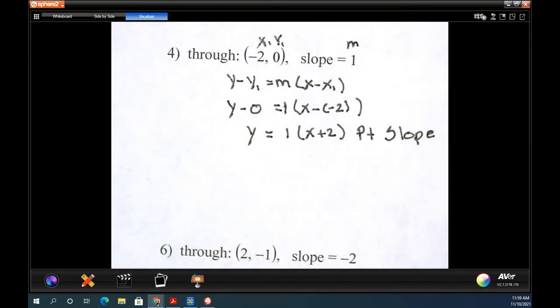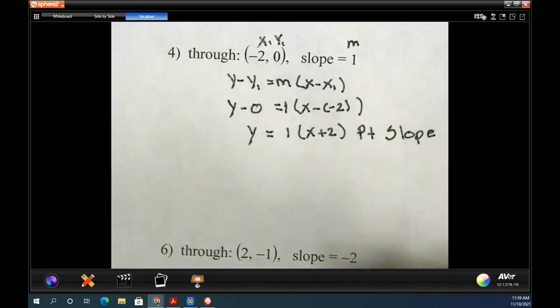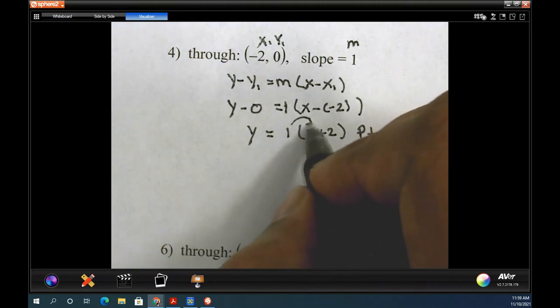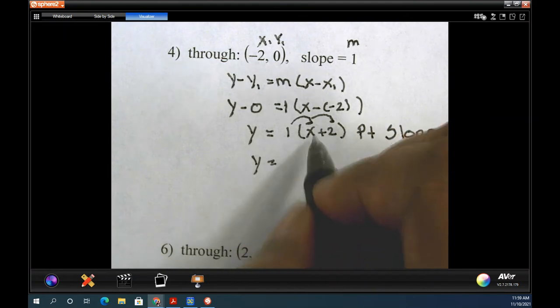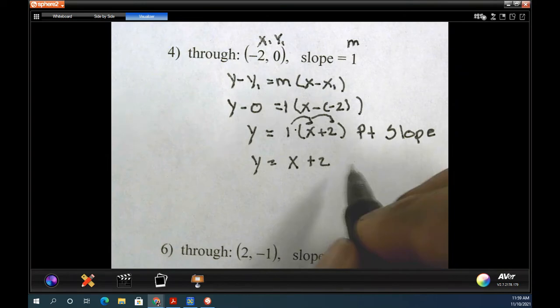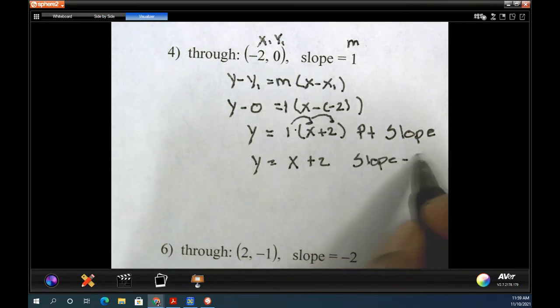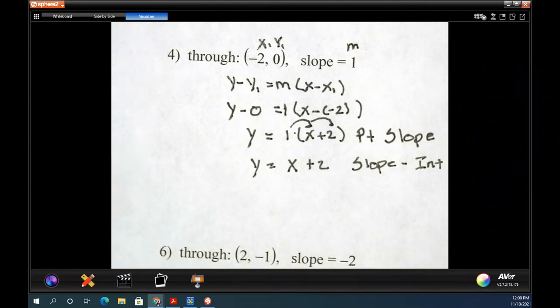That's point slope. Now, we really only have one thing to do. Distribute. So this just becomes y equals 1 times x is just x. 1 times 2 is 2. Now that's slope-intercept form. So when the y coordinate is 0, it's real simple.